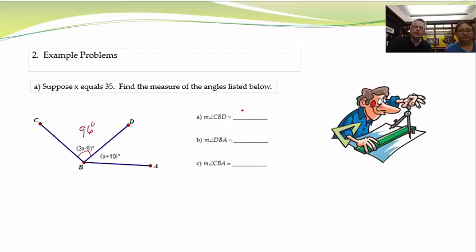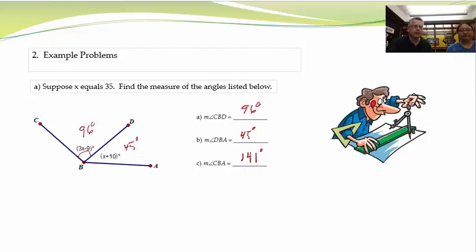All right, next one. DBA is this one right here. If we put in 35, because they told us x equals 35, 35 plus 10 is 45. So that would be 45 degrees. And now it's no big surprise, CBA, that's the big angle. If we put these two little angles together, we just add their measurements. 96 plus 45 is 141. Since we had the smaller ones, we can easily figure out the larger one.